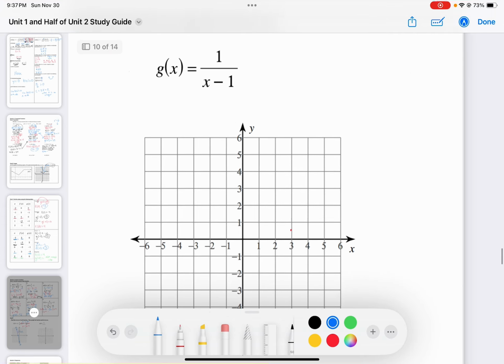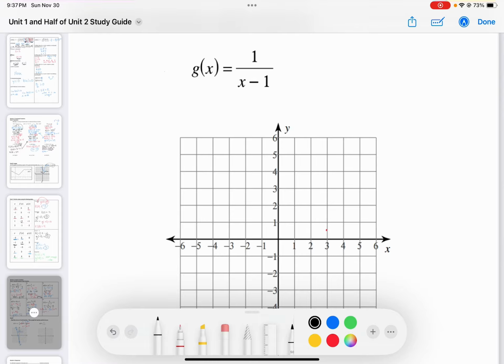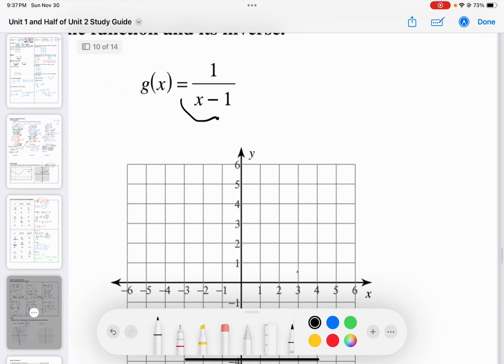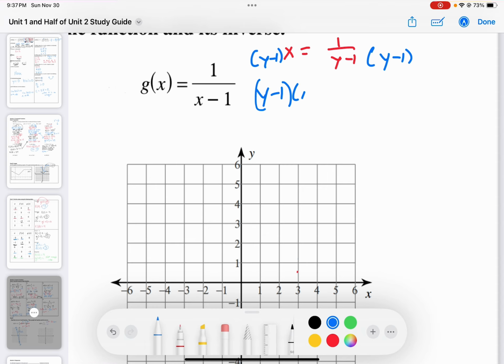All right, this one, oh, it's going to be messy. We're going to get a rational function here. So we have a rational function here, right? So the inverse should also be a rational function is my guess. So let's switch them. We get x equals 1 over y minus 1. I'm going to multiply both sides by y minus 1 to get rid of the denominator here. We get y minus 1 times x equals 1.